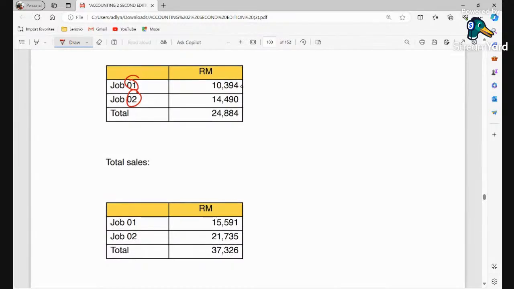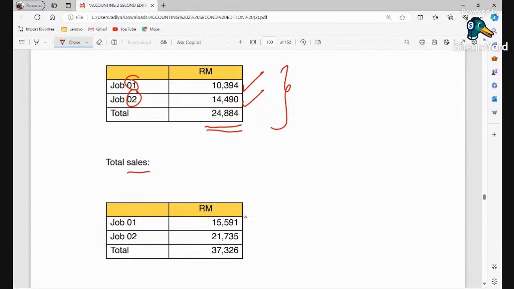Okay, 10,394. And then 02, 14,490. So kita akan dapat total dia 24,884. Okay, ini harga kilang, for the item. And then dia minta total sales.